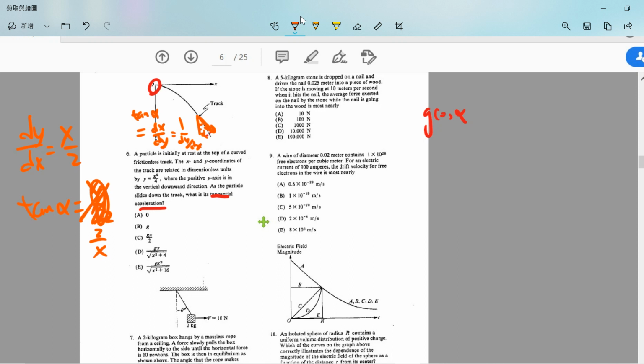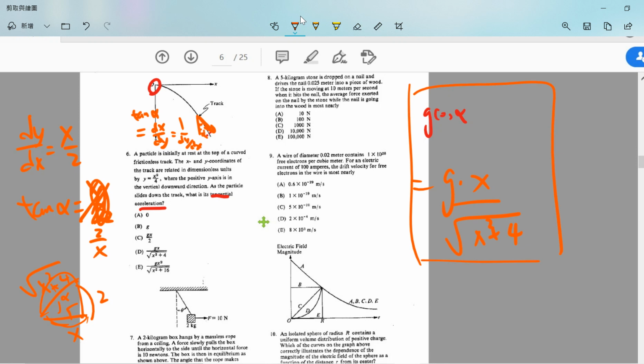What we need is cosine alpha. Suppose this is 2, this is x, then the hypotenuse is the square root of x squared plus 4. So cosine alpha is g times x divided by the square root of x squared plus 4. This one over this one is cosine alpha. So this is the answer. The answer is D.